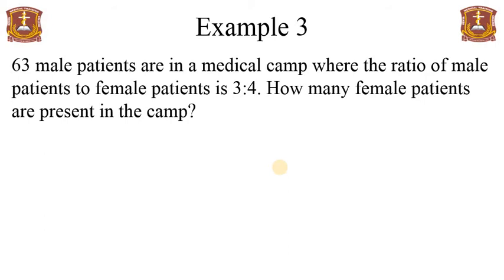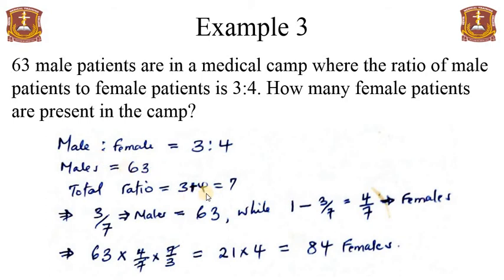63 male patients are in a medical camp where the ratio of male patients to female patients is 3 to 4. How many female patients are present in the camp? So the ratio of male to female is 3 to 4, and we have 63 males, therefore we can easily get the females. The first approach is to look at the total ratio. Males are 63. The total ratio is 3 plus 4 to get 7. So 3 over 7 gives us the males, which is 63.